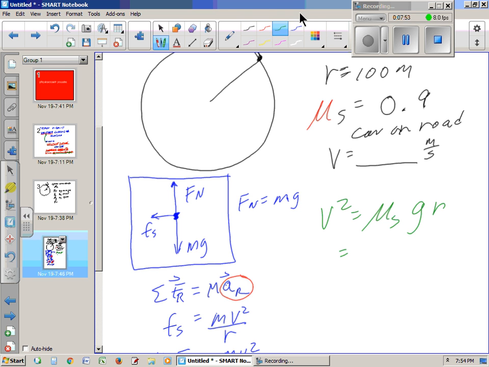Okay, so here we're going to put down the value mu static, the coefficient of friction between the tire and the road. We're going to put down 9.8 meters per second squared. And finally, the radius of our circle, 100 meters. Now, get your calculator out and punch this in. I'll do it. You do it. Everybody should have their calculator out, just like everybody should be taking notes on this. So I'm going to punch mine in silently. Do the same yourself.